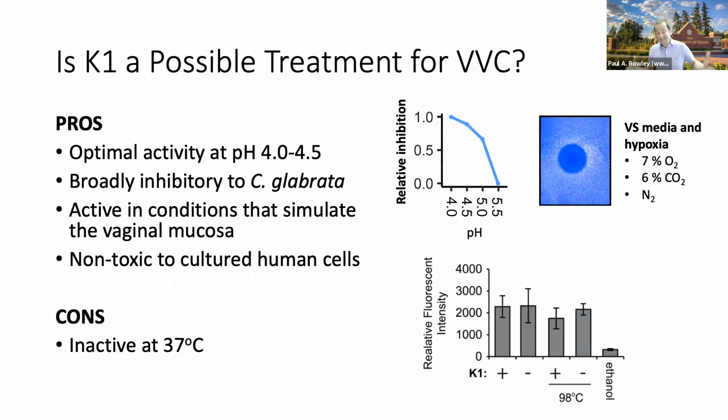So all the work that I've shown you previous to this is showing you that K1 can kill Candida glabrata. So is it a possible treatment for VVC? Well, we've got this optimal activity at pH 4 to 4.5. It's broadly inhibitory to Candida glabrata. It's active in conditions that we found simulate the vaginal mucosa, shown here in this media experiment under hypoxic conditions. And we show that it's non-toxic to human cultured cells, which is shown here on the bottom. So everything looks good here, but the one con we have is that it's inactive at 37 degrees.